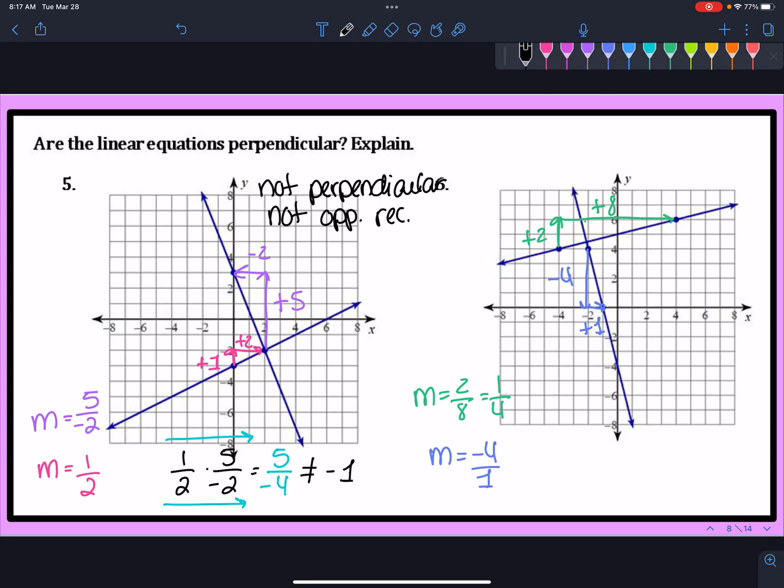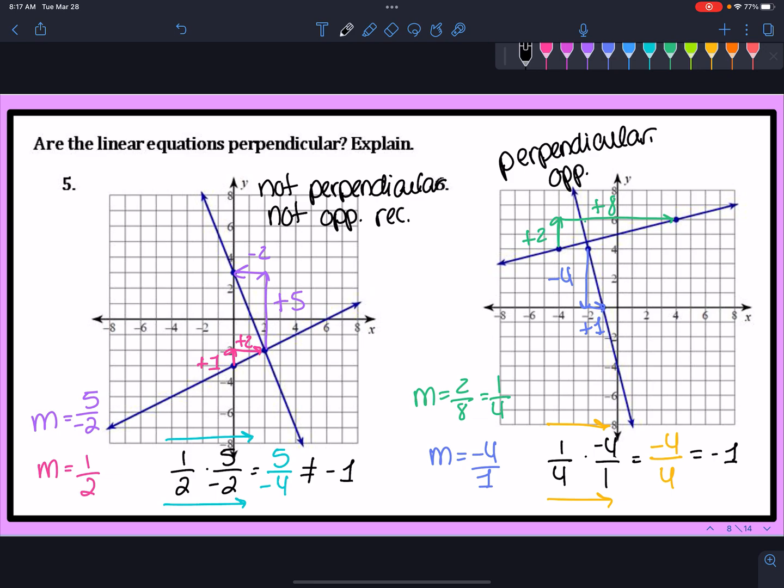If I multiply these out, 1 over 4 times -4 over 1, and I multiply across, I get 1 times -4 is -4, 4 times 1 is 4, and this does equal -1 if I reduce. So these are perpendicular. And it's because they have opposite reciprocals.